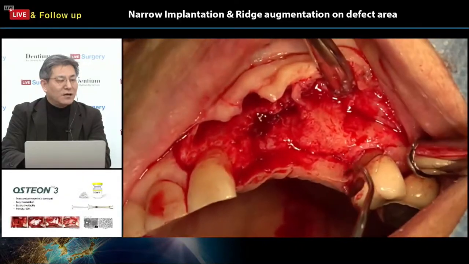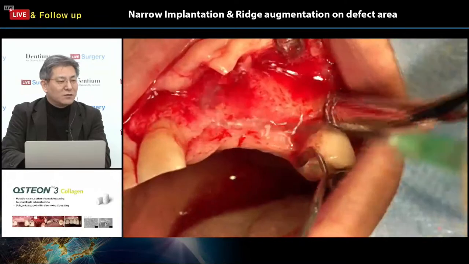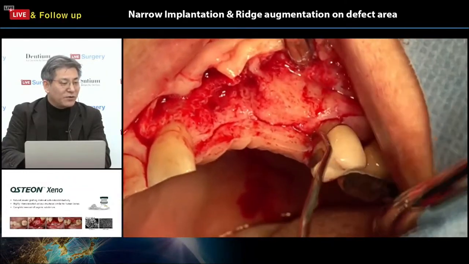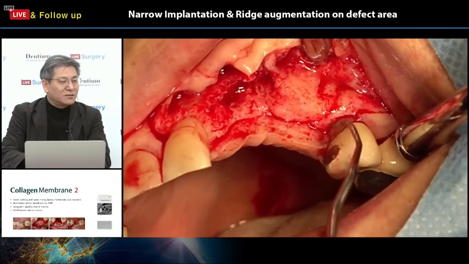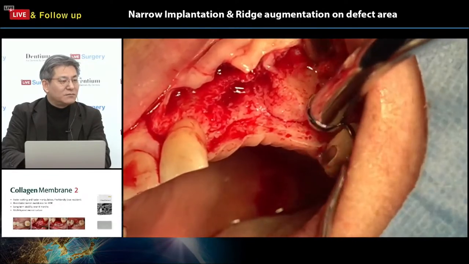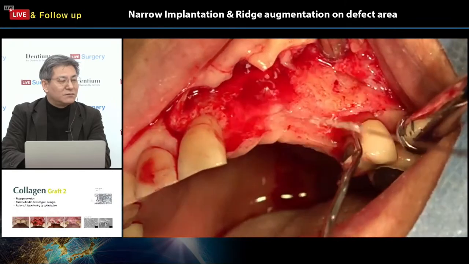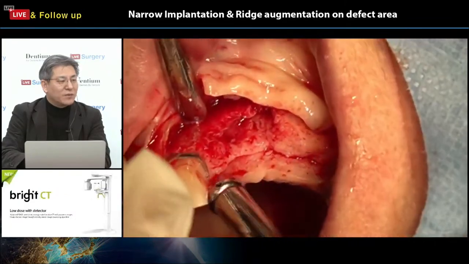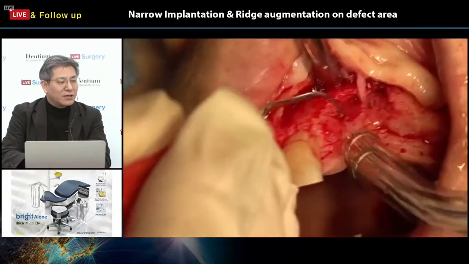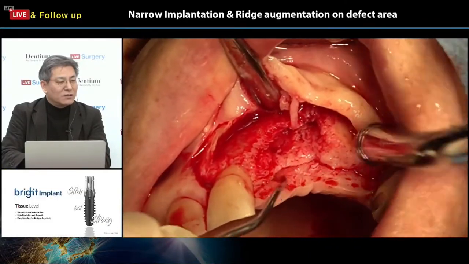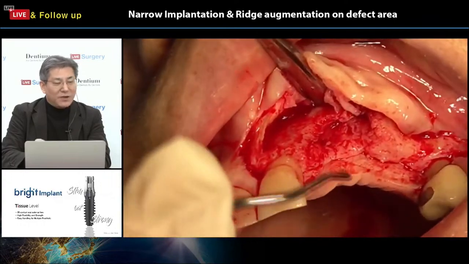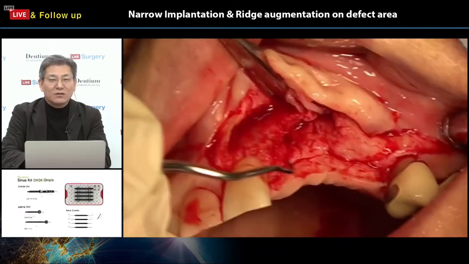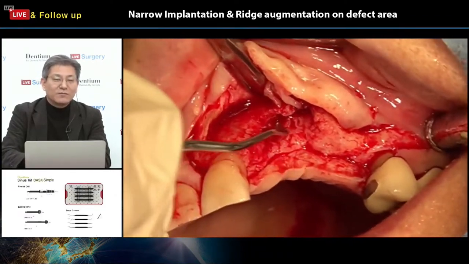Root planning was performed. Root planning is performed by Dr. Chung using the periodontal curette. This is sort of the action, like removing the surface bone, the pathologic bone, and the root planning is a very important part to promote soft tissue healing.